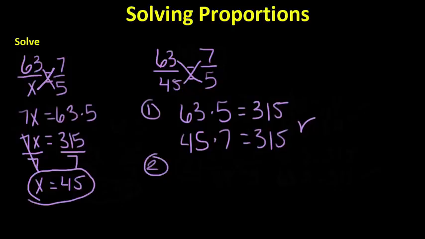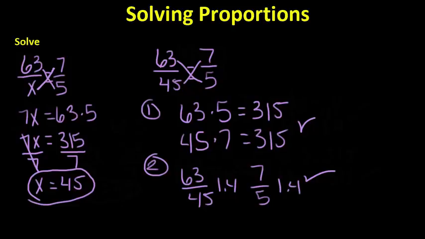If you want to divide really quickly, 63 divided by 45 is equal to 1.4, and 7 divided by 5 is also equal to 1.4. So you know the answer is correct. But you don't always have a calculator when you're taking a test, and it's really easy to grab a scrap sheet of paper and multiply these out to make sure you have the correct answer.